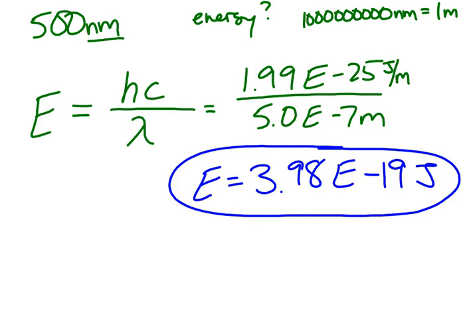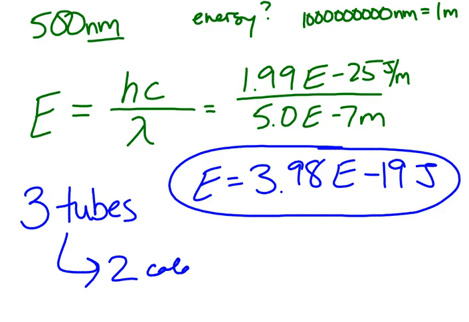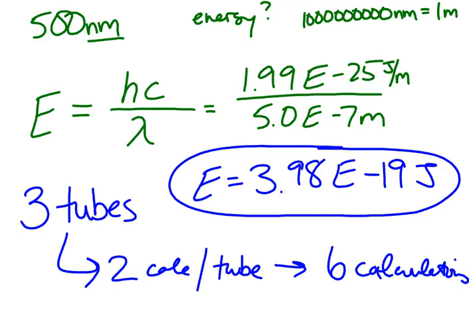Okay? You will have to do this calculation for, let's say, 2 emission lines per emission spectrum. So you'll have 3 tubes that you'll look into. Each one's going to have an emission spectrum, right? So 3 tubes at 2 calculations per tube. That means you end up with a grand total of 6 calculations, which should be ample practice to solve these types of problems.